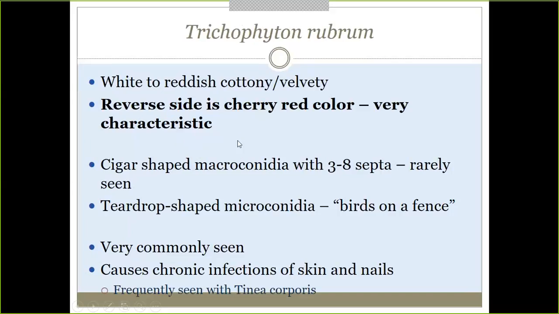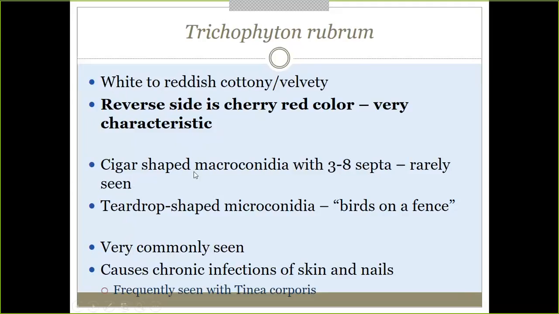Trichophyton rubrum, when it grows, it is a mold, and when it grows out, it will be white to red, cottony, velvety on the top. And then the neat thing is, when you flip that agar plate over that you grew it out on, the reverse side is a very classic cherry red color. It is so big for Trichophyton rubrum. It's a very classic look to it. So I bolded that there because I do want you to always keep that in mind.